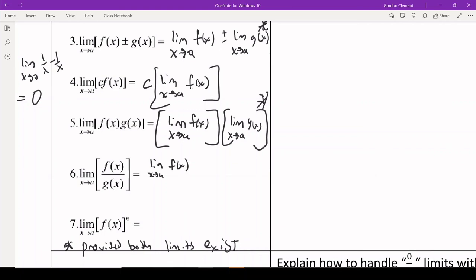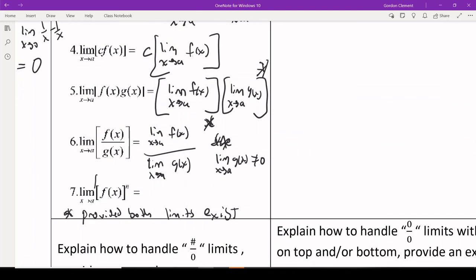If it's division, you can split it into two limits, get the limit of the top, the limit of the bottom, and divide those two answers. Again, provided that those two limits exist. And this one gets a double star, so long as that bottom limit isn't 0 as well. And then this last one, if you've got a function to an exponent inside the limit, you can get the limit of the function and raise that answer to the exponent.